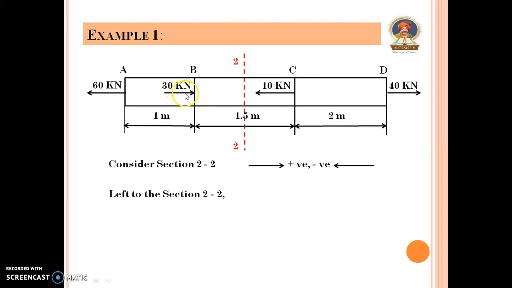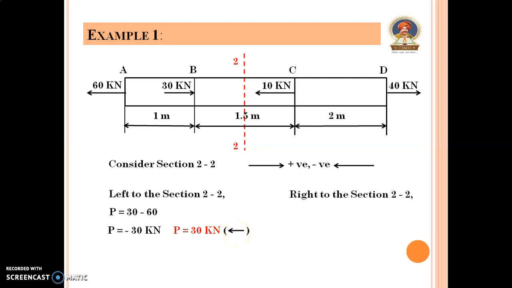Here 30 moves towards the right side, so it is positive, and this 60 moves towards the left side, so it is negative. So P is equal to plus 30 and minus 60. So the P is equal to minus 30 kilonewton. This minus 30 indicates the force is moved towards the left side. Here P is equal to 30 kilonewton and moves towards the left side.